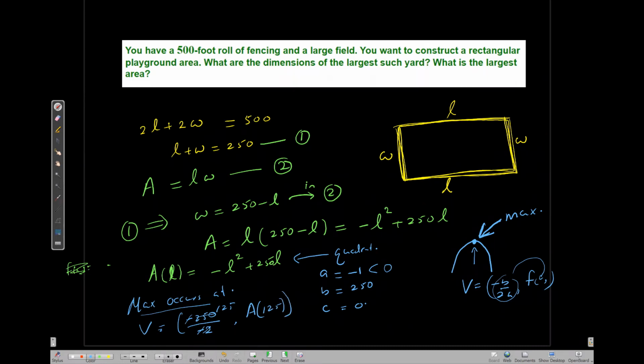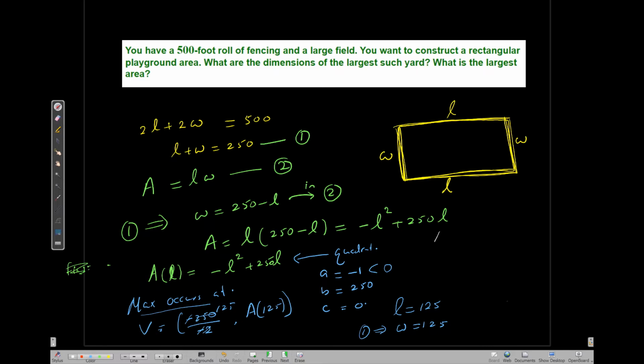Now we are almost done. So our length is going to be 125, and if the length is 125, it's clear W is also 125, right? Because L plus W is 250. And the required maximum area, now let me erase this part over here and write it down. The required maximum area is A of 125, because that is the y value of that maximum point, and you can easily find that as L times W. So 125 and 125, you can multiply that.